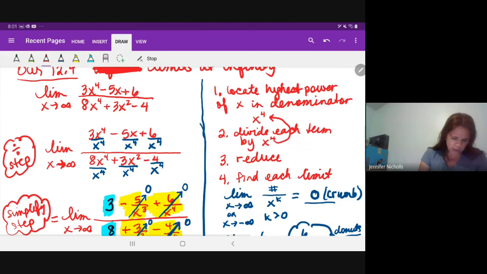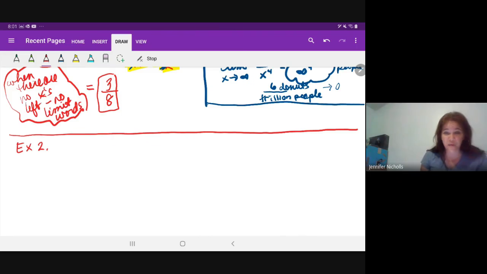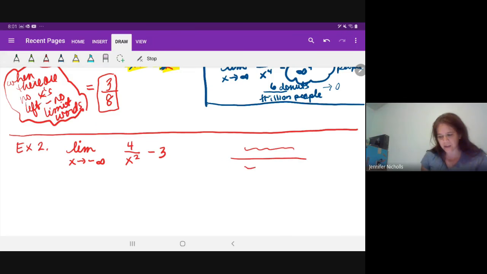Here, let me call this example 1. Some of the questions at the very beginning of your homework are already divided for you, so it's a little weird with the way I usually give notes. Let me show you one that's already been divided. So x approaches negative infinity, and then you have 4 over x to the 2nd minus 3. Do you see how it's not really in quotient form? It's not something at the top divided by something at the bottom. So this is already simplified, and it's ready to substitute the negative infinity in.